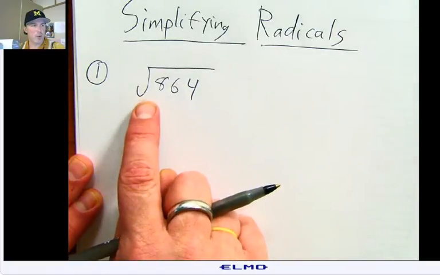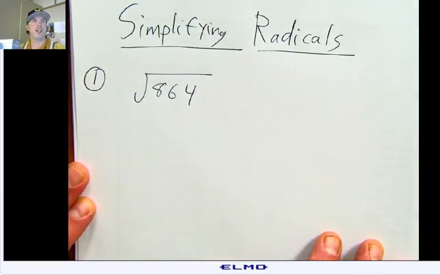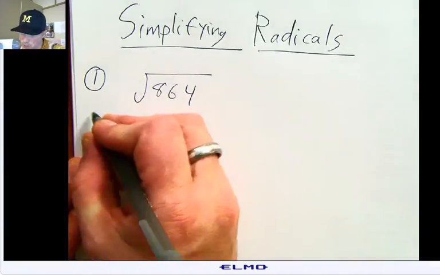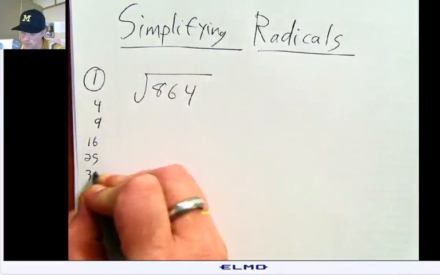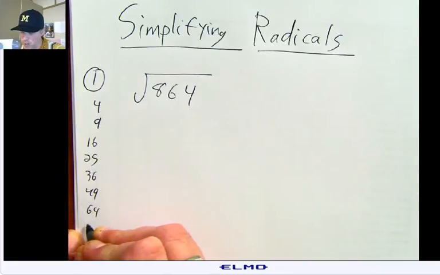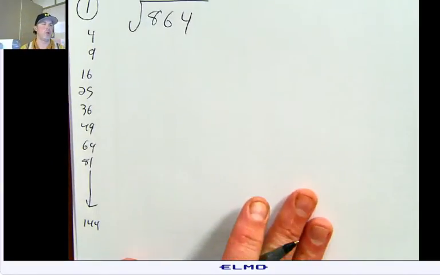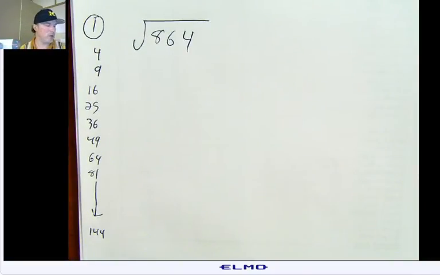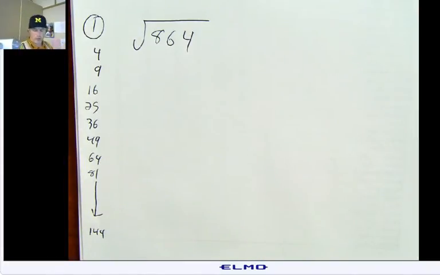Well, when you're simplifying a square root, you first want to decide what numbers you know the square root of. We need to make a list, either in your head or on the paper. Well, I know the square root of 4, I know the square root of 9, of 16, of 25, of 36, of 49, of 64, of 81. And I would say you should keep this list in your head all the way up to 144, all the way to 12 squared. It would be handy.